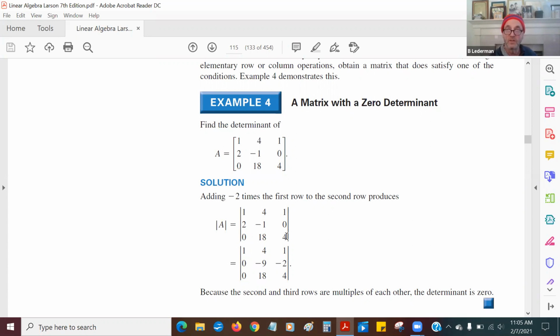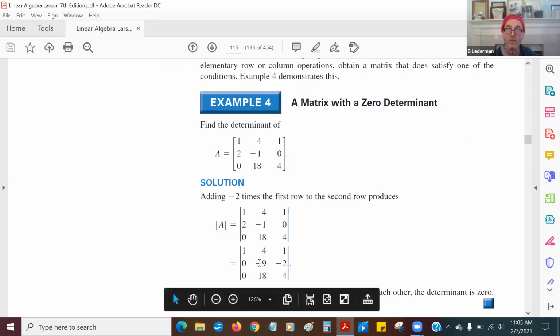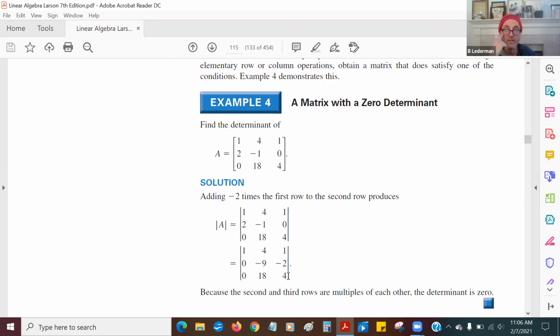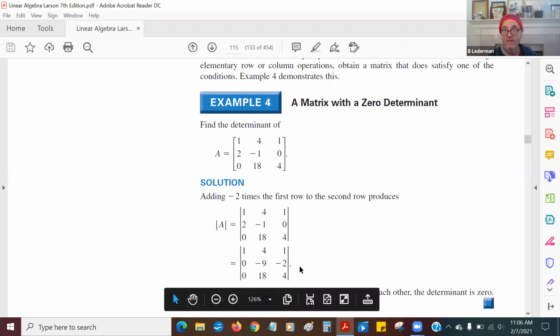My 0, 18, 4 stays the same. But now the 2, -1, 0 becomes 0, -9, -2. Now notice how the bottom row is -2 times the middle row. Well, that's going to be enough. You see, now I could go further. I could add 2 of the middle row onto the bottom row and get zeros on the bottom if I want. And you can see it that way. But once I recognize it, that's it. We're done.